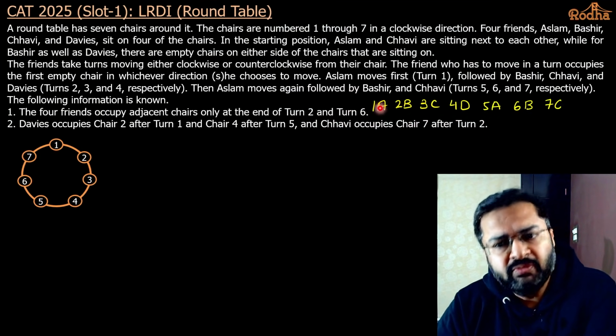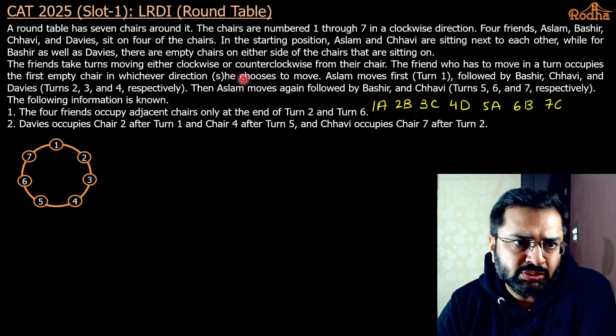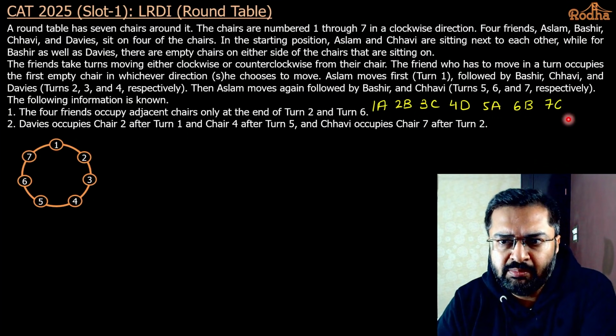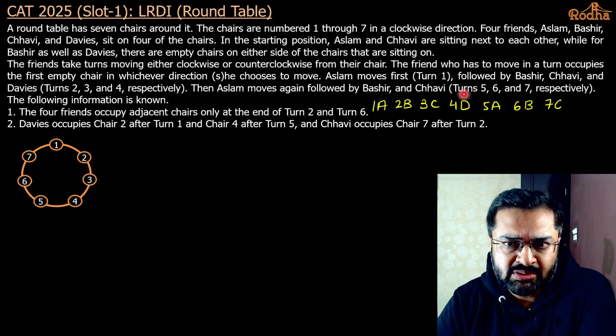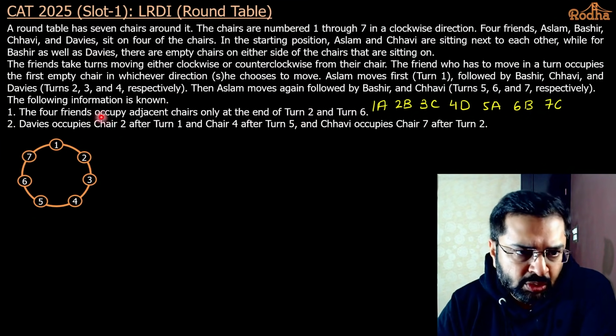What does that mean? That the first move is made by Aslam, A, second by B, Bashir. It goes like this, then C, then D, then A, B, C. It goes like this, 7 turns only. So after this, we do not have to look at any of this, just these 2 statements. We cannot use statement 1 here, so let's leave it alone.